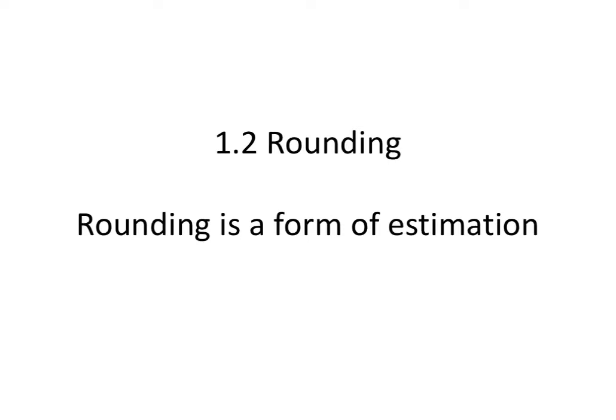So 1.2 is rounding. And yeah, rounding is a form of estimation. I know last time I said that, generally speaking, in mathematics we don't like to estimate because it's not exact, right? Whereas mathematics itself is very exact. So you may be wondering why we're doing it. It's because rounding does have its usefulness from time to time. In fact, sometimes it makes things a little bit more convenient, I would say.